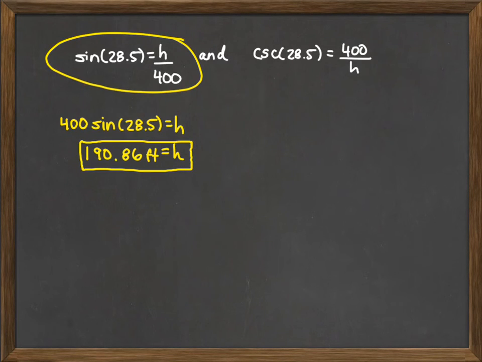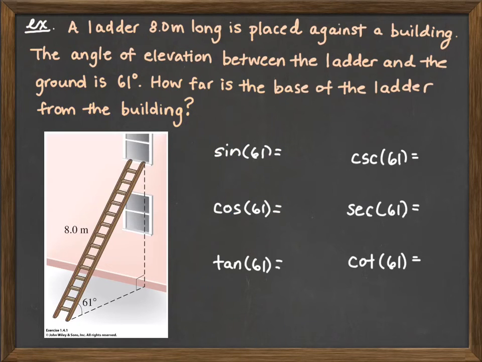Now let's look at another example. Here we have a ladder that is 8 meters long that is leaning against a building. We're given that the angle of elevation between the ladder and the ground is 61 degrees. So this is our angle of elevation here. How far is the base of the ladder from the building? So what we're trying to find is this distance here that I'm indicating in red.